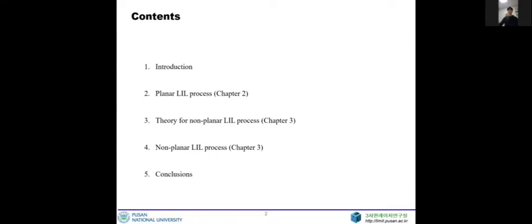For this goal, I introduced and demonstrated nanofabrication employing a novel LIL process. It was demonstrated on the planar surface and non-planar surface. And I will discuss this in this presentation.